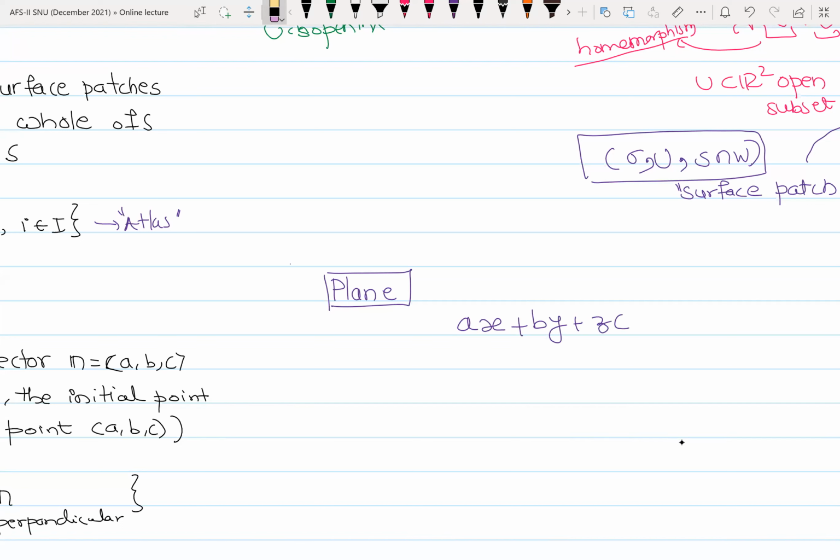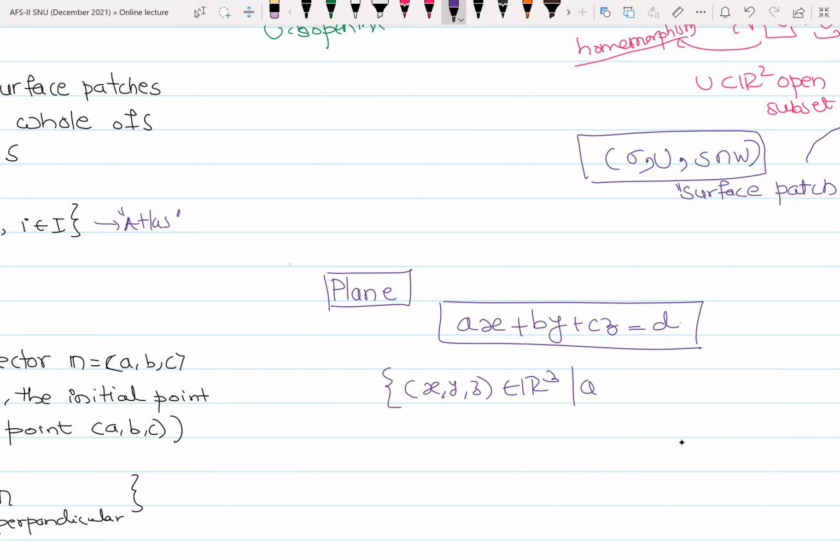C times Z, we write it. Right, so this is the equation of a plane. So all those points x, y, and z belonging to R3, such that ax plus by plus cz is equal to d. This is the plane, and I want to show that this is a surface.